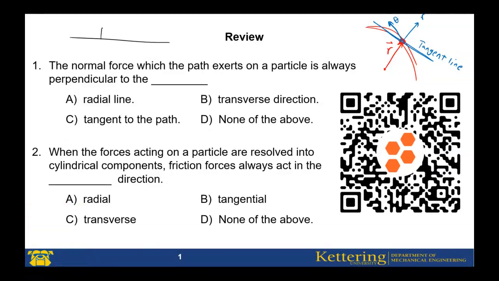For example, for a rock or a particle moving on a straight path, how can we draw the normal force? We can draw the normal force perpendicular to the direction of the motion. For this one, if I draw the tangent line, that is aligned with the direction of the motion, and the normal force will be perpendicular to the tangent line. Also, for this one, approximately here, the normal force also will be perpendicular to the tangent line. That means for the first question, C is the correct answer.